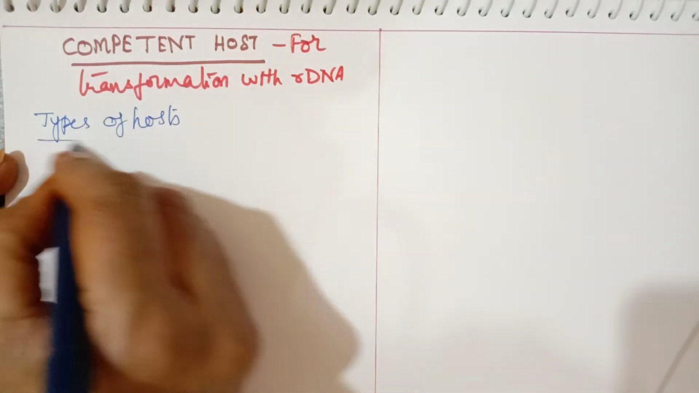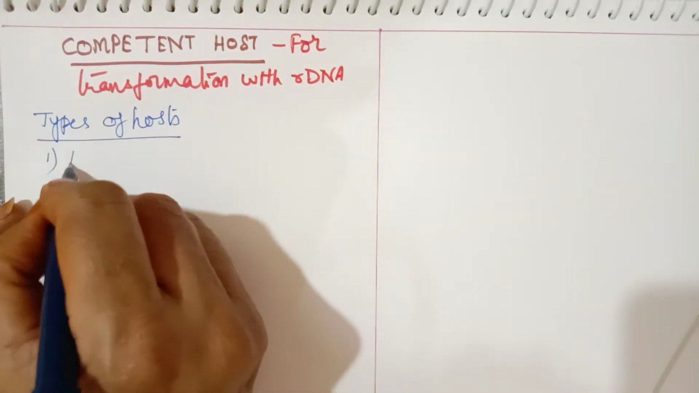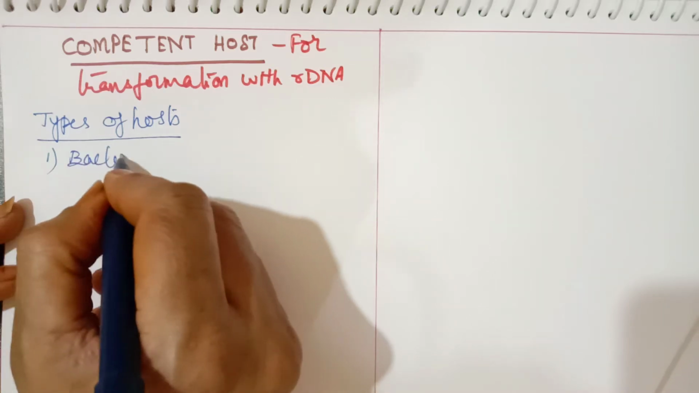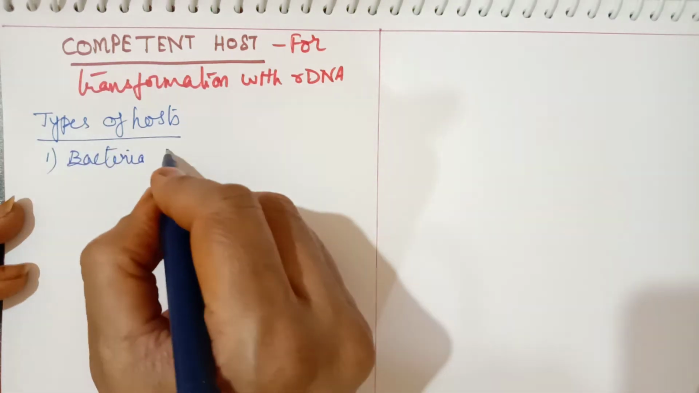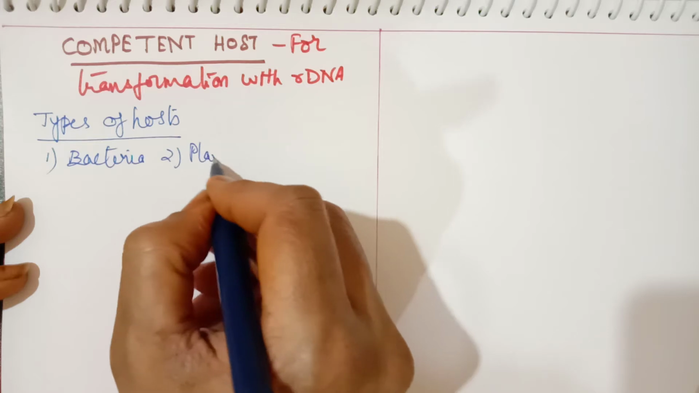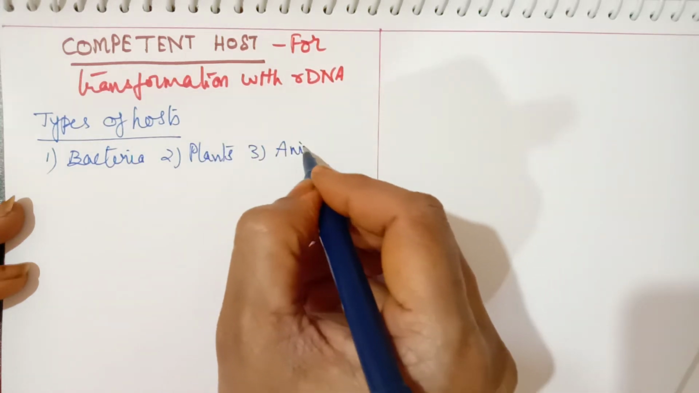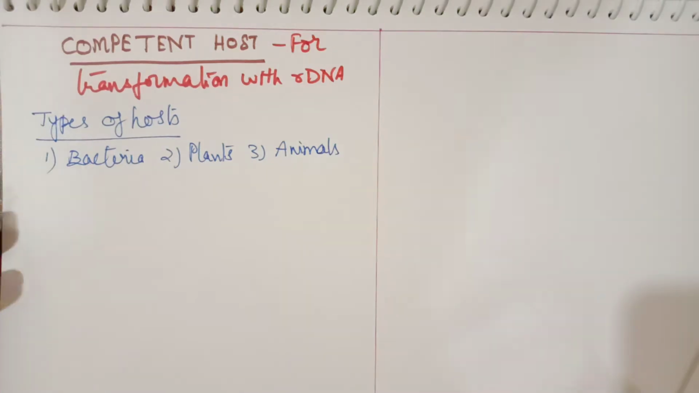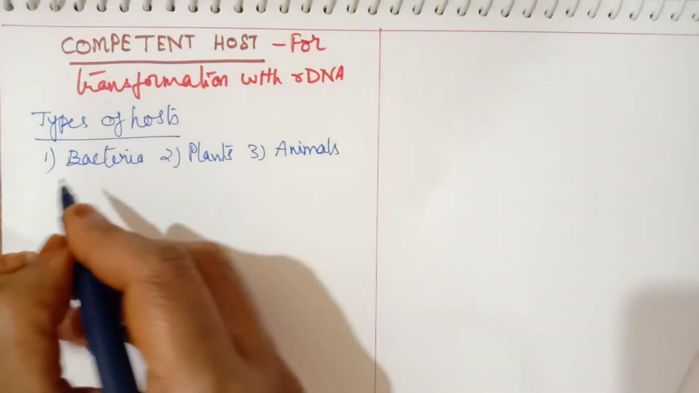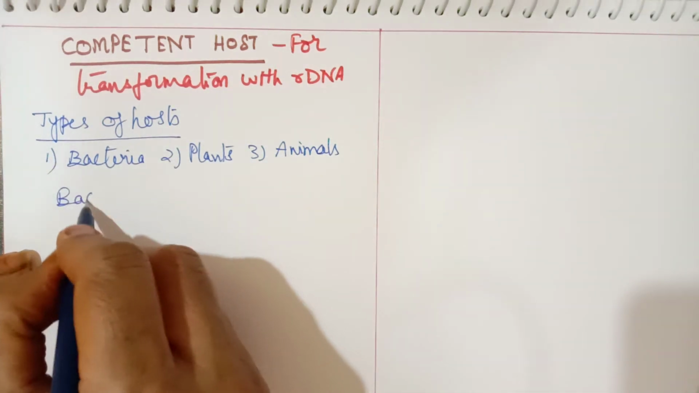So different types of hosts we can categorize as, first one, bacteria, then plant cells and animals. These are the different types of hosts. Each one has a particular method. So let us discuss the methods one by one. Suppose we take bacteria.